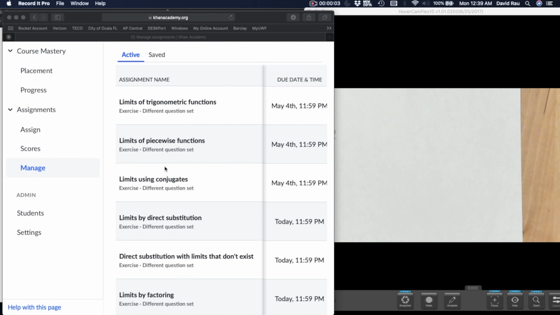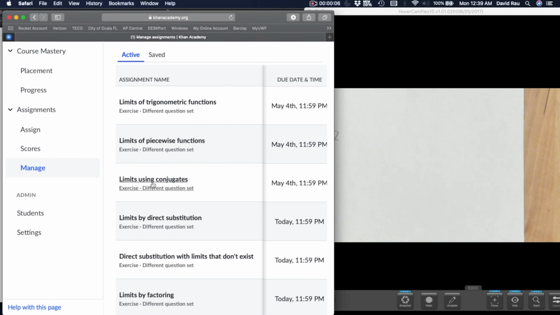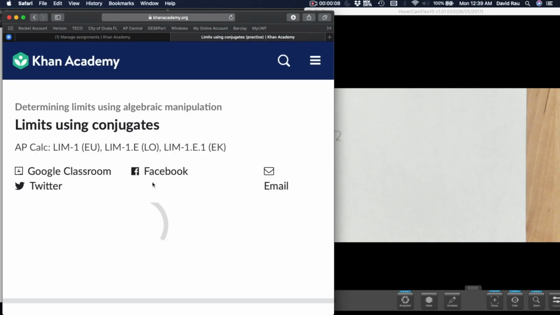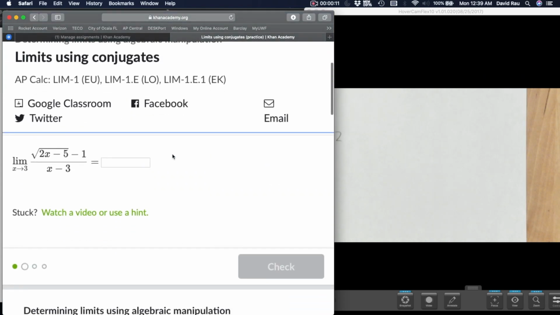All right, this time we've got our last assignment, which is limits using conjugates. Now this definitely relates to the limits by factoring question you saw before. The idea here is, trust me, if you plug in 3 by direct substitution, you will end up getting 0 over 0. And that is what we call indeterminate form. It means you can't say anything yet. You need to do algebra and then figure out a way to evaluate this limit.